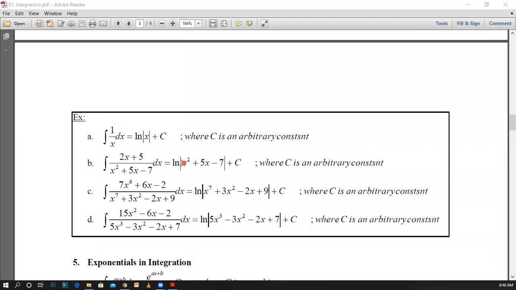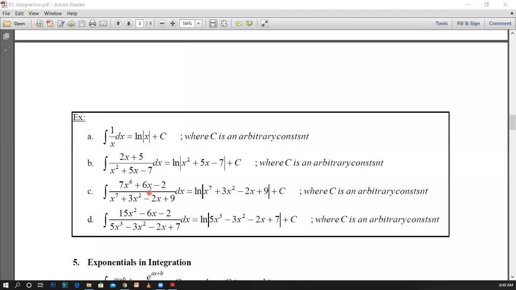Then you can use ln. Inside this natural logarithmic function, you have the value x squared plus 5x minus 7, since it is the function which appeared as fx, and then you have to add the arbitrary constant c. The next example is x to the power 7 plus 3x squared minus 2x plus 9, which is the function we can see in the denominator, and the function in the numerator is 7x to the power 6 plus 6x minus 2.